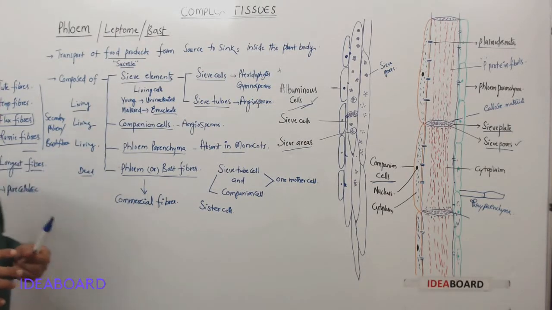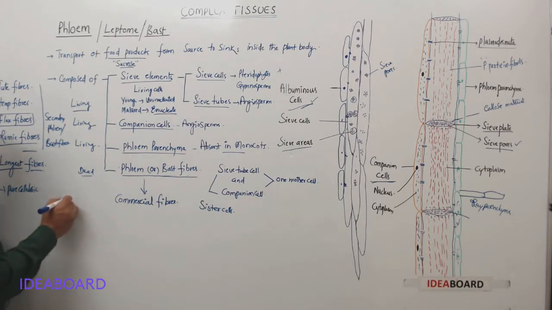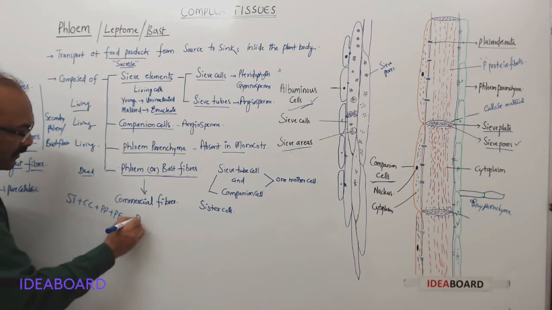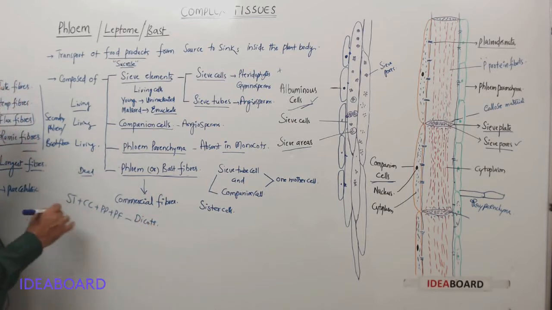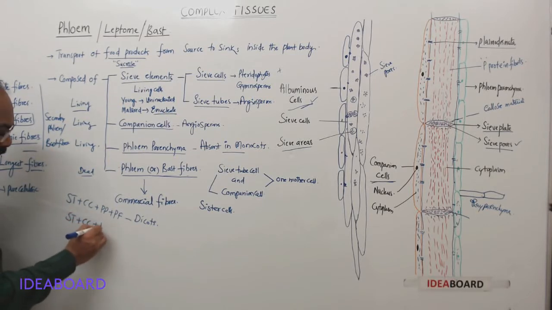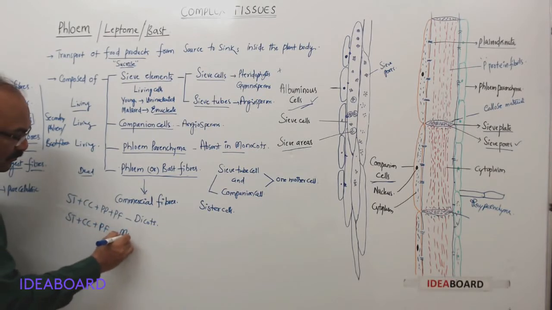Okay, and of course remember one thing: among these different types of cells, what are associated with the angiosperms? Don't get confused. In angiosperms, the phloem is composed of sieve tubes plus companion cells plus phloem parenchyma plus phloem fibers. So this is what you will find in dicots. And when we come to the monocots, let us see the elements of phloem in monocots: sieve tube cells, companion cells, phloem fibers. These are present in monocots.